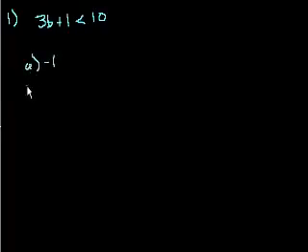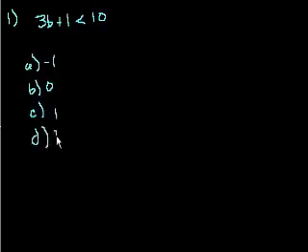The first problem, problem number 1. It says if 3b plus 1 is less than 10, which of the following cannot be the value of b? They gave a couple of choices: A, minus 1; B, 0; C, 1; D, 2; E, 3.